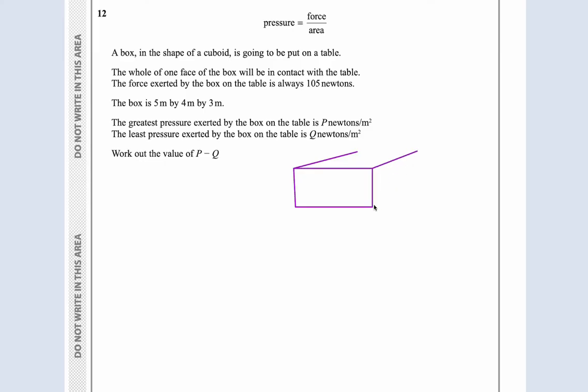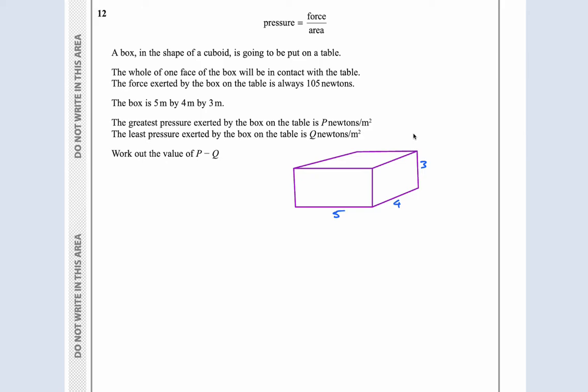Okay, maybe not a perfect drawing, guys, but you get the point. This is a cuboid box, and it's 5 times 4 times 3. Now, this is a nice question, actually. It's a good question, because we know pressure is force divided by area. So which way do I want to put this box on the ground to maximize the pressure?